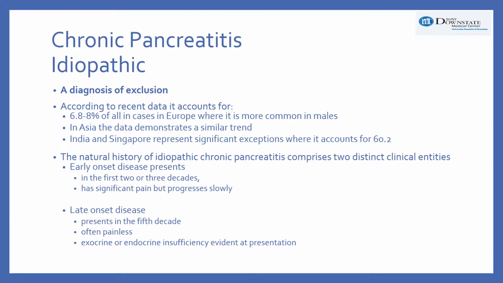Idiopathic pancreatitis is a diagnosis of exclusion. According to recent data, only about 6 to 8% of cases in Europe had been diagnosed as idiopathic pancreatitis. And the natural history of idiopathic pancreatitis can be divided into the early onset and the late onset. Those who are in the early onset develop it in the second and third decade of life, and this usually takes a while to develop, and patients live for a longer period of time. And in late stages, it's primarily the exocrine and endocrine insufficiency that can occur even without pain.